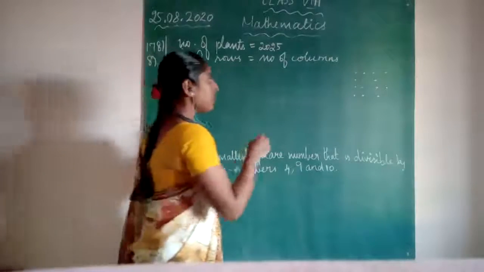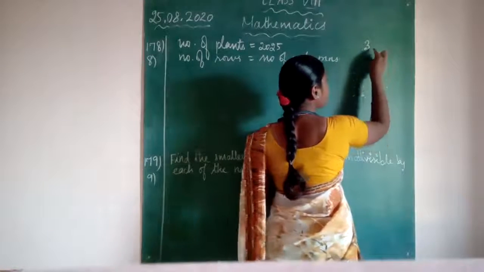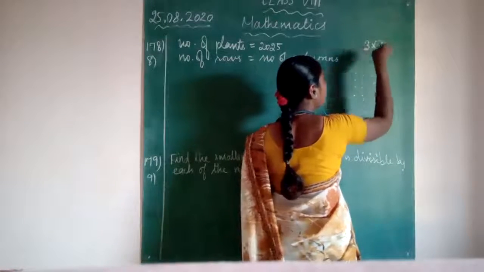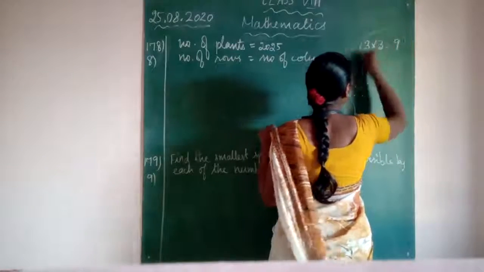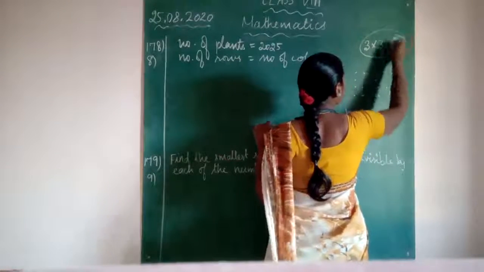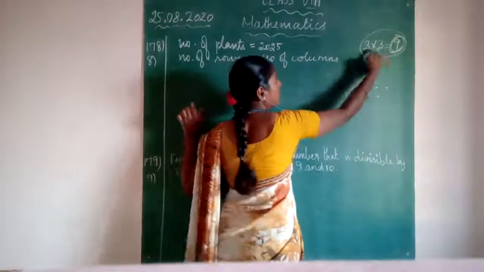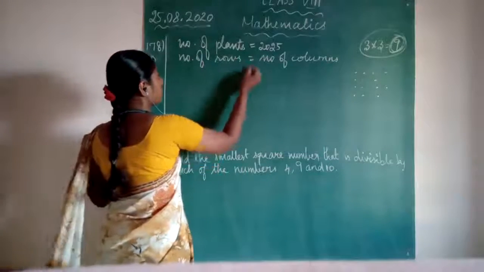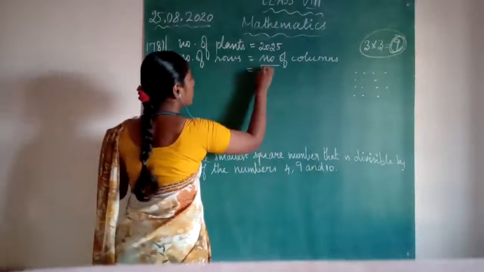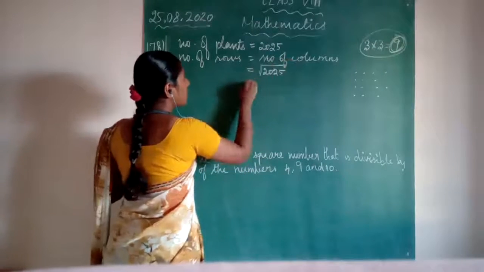For example, if there are 3 rows and each row is having 3 plants, then to find the total plants, what will you do? You will multiply, right? 3 3s are 9. So in the same way, here this total is given as 2025 and we have to find these two. So we just have to find the square root. So that is equal to square root of 2025.